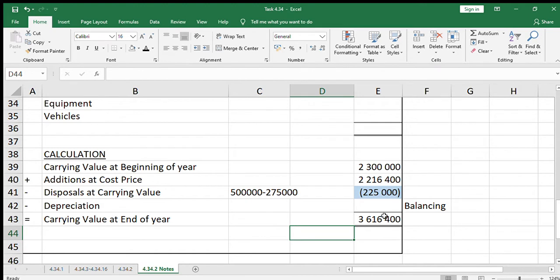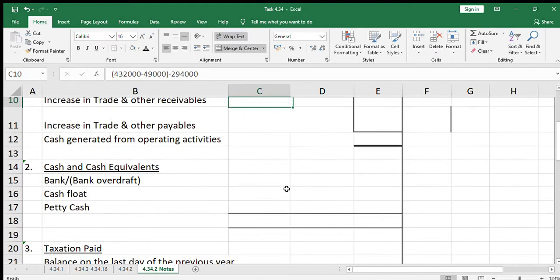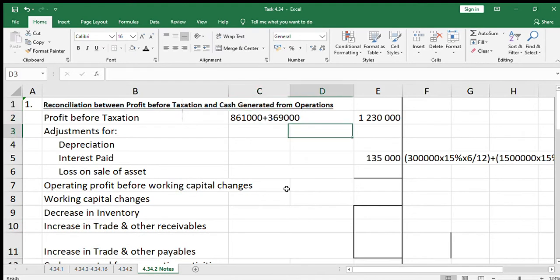Okay, and all we now do is work from the bottom to calculate the missing depreciation that we need. And this is 675,000, which we're going to put into note 1. Okay, so depreciation 675,000, remember no brackets. Now the next thing is the loss on sale of asset.